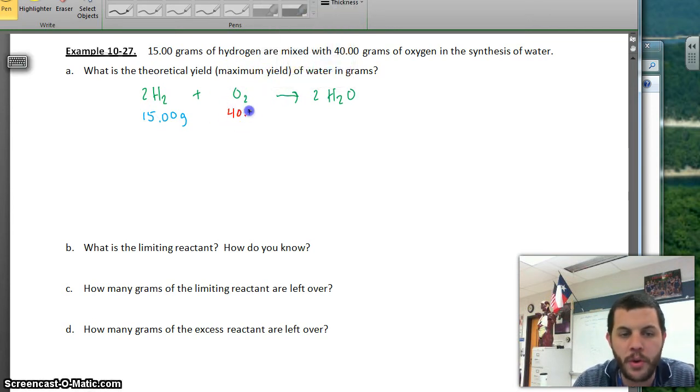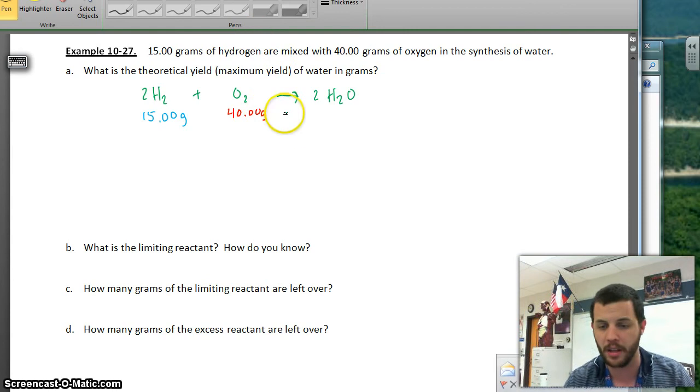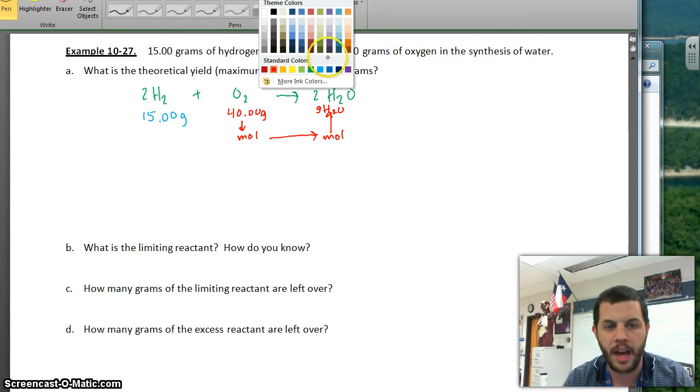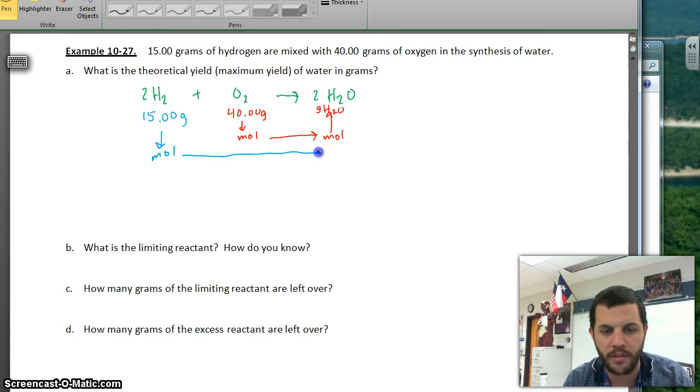So now I've got two things that I'm starting with. What that means is that I'm going to have to do 2 mole roads and 2 T-charts. Let's go ahead and just do that. I'm going to go 40 grams of oxygen to moles of oxygen to moles of H2O, and moles of H2O to grams of H2O. Same thing with hydrogen. I'm going to go grams of hydrogen to moles of hydrogen, to moles of H2O, and then moles of H2O to grams of H2O.